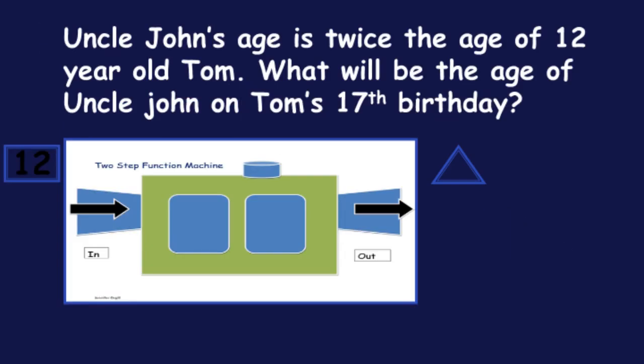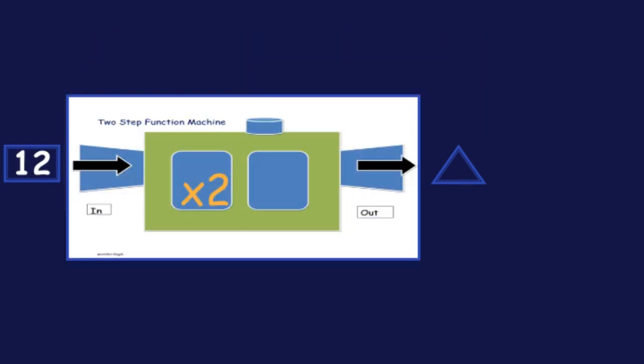Uncle John's age is twice the age of 12-year-old Tom. What will be the age of Uncle John on Tom's 17th birthday? Here the first step would be to multiply 12 by 2 to make it twice. Then add 5 to know his age after 5 years.